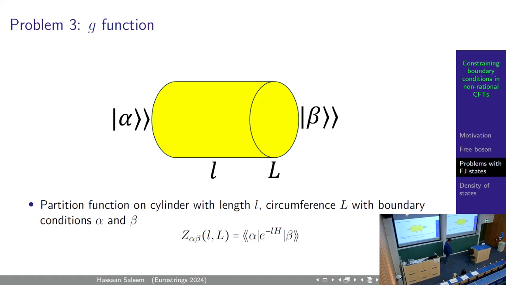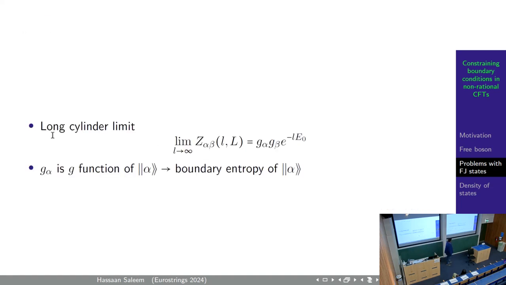Okay. Now let's talk about the limit in which the cylinder becomes long, which means that small l goes to infinity. I mean that small l becomes much bigger than capital L. If you take that limit, the partition function has this particular form, where this E0 is the smallest energy state that you have in the theory.